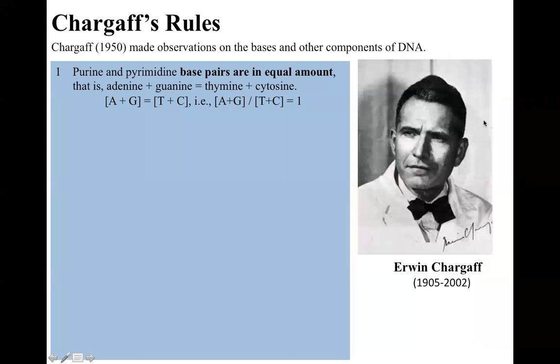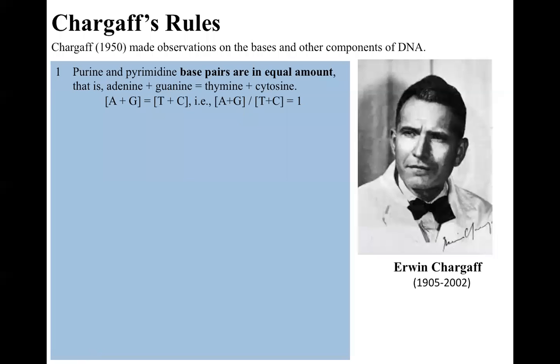So this is the summary of the nucleosides and nucleotides. Now we will come to Chargaff's rule. I mentioned it when I was introducing the historical milestones of the discovery of DNA. In 1950, a scientist called Erwin Chargaff made an observation on the bases and other components of DNA. The first rule is that purines and pyrimidine bases are in equal amount. That means adenine plus guanine is equal to thymine plus cytosine. A plus G equals T plus C, or A plus G divided by T plus C is always equal to 1.